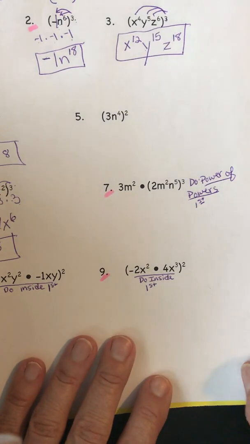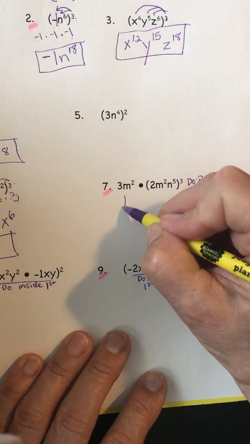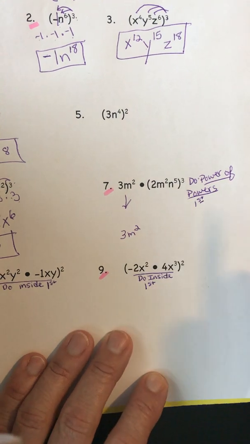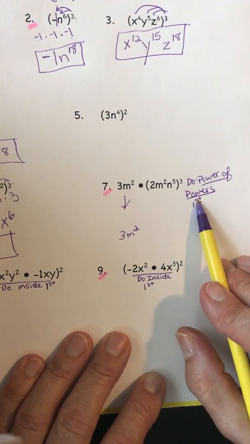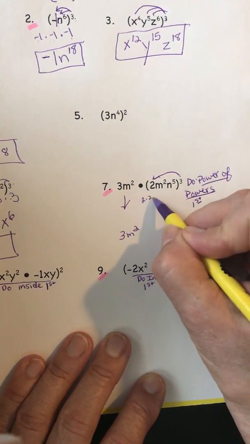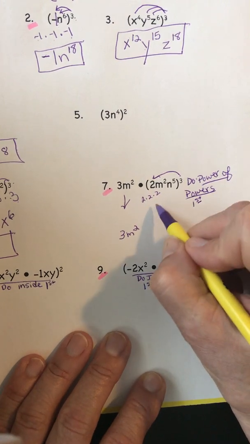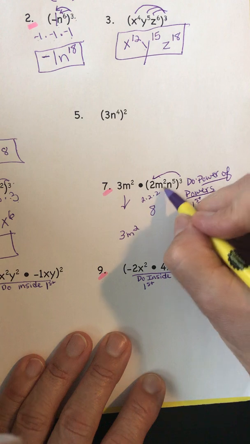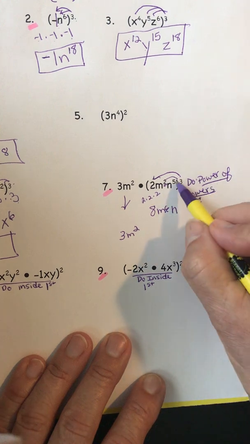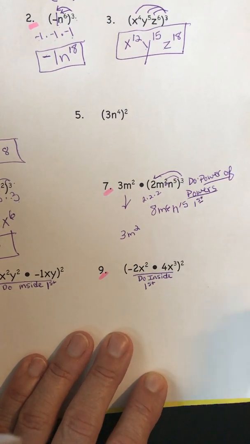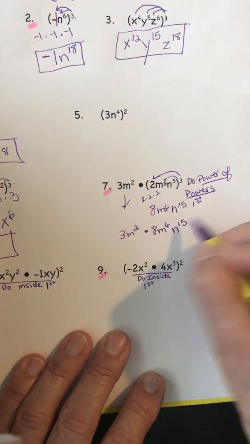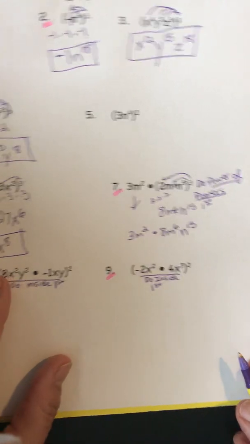Okay, let's take a look at number 7. Number 7 does not have a power of power here, so I'm going to bring that down. And here I have a power of power, so I want to do that right away. So I'm going to take 2 times 2 times 2. 2 times 2 is 4, times 2 is 8. And now I have m, 2 times 3 is 6, n, 5 times 3 is 15. So I'm going to put that right here. 8, m6, n15.